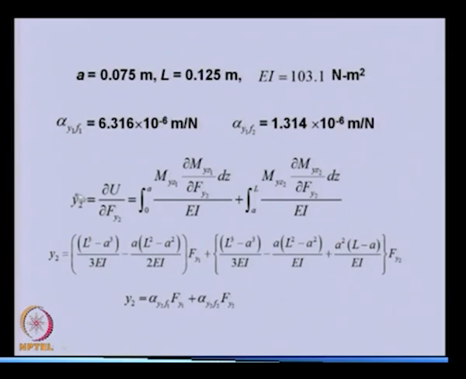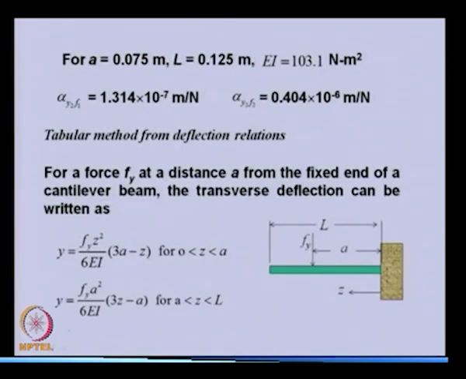Similarly, if we want the displacement y2 because of the force 2, once we differentiate, we can get the expression for y2, and the term within this bracket will be alpha 21 and this will be alpha 22, and if we substitute the values again, we can get these influence coefficients also. A more systematic way of obtaining these influence coefficients is the tabular method, which I am explaining now, because this can be extended for multi-rotor systems also.